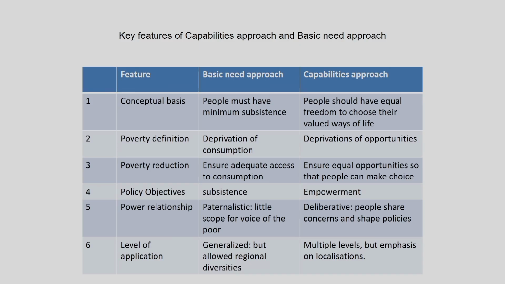In terms of power relationship, the basic needs approach is paternalistic. It has little scope for the voice of the poor, whereas the capabilities approach is deliberative. People share concerns and shape policies. Now, the feature of paternalism is implicit in most of the economic policies that are guided by the basic needs approach, because here the poorer people themselves do not have a voice or a say with regard to what they need. It is the government or the policy maker that decides on their behalf regarding what resources need to be provided to them.